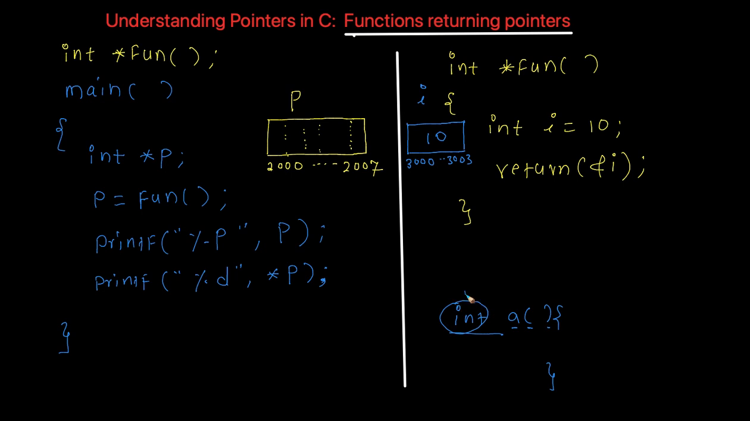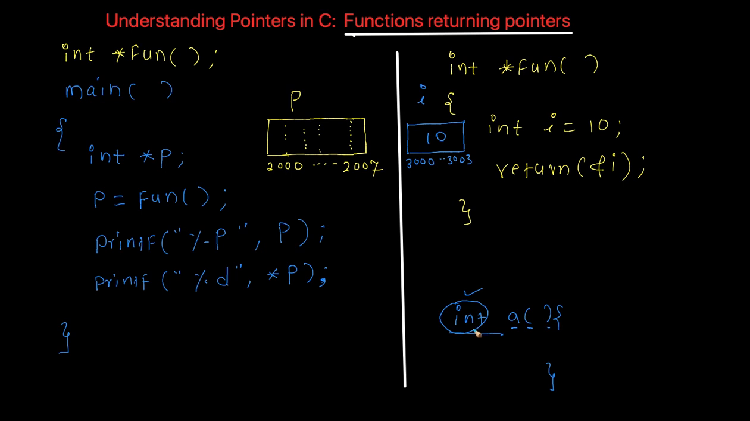This is called the return type of a function. This is the name of the function, right? And we have parameters here in the bracket. So this a is returning an integer value. So similarly, we can have functions which can return pointers.